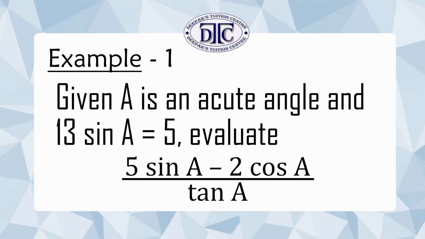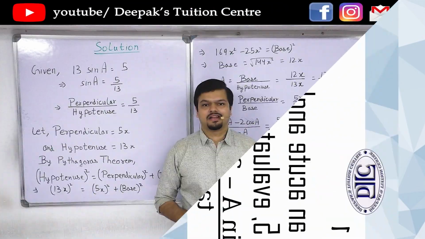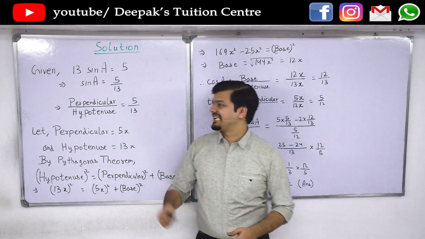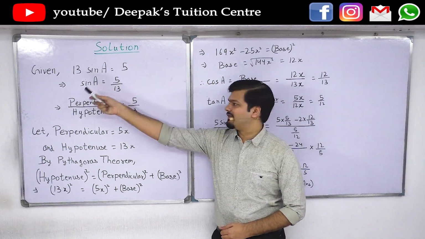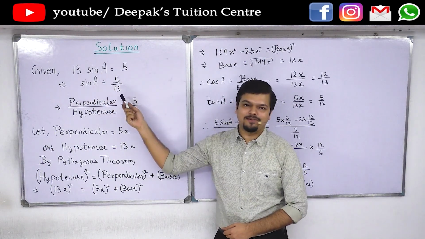Given A is an acute angle and 13 sin A = 5. Evaluate (5 sin A − 2 cos A) divided by tan A. First thing we do is copy the given data. That is 13 sin A = 5, which implies sin A = 5/13.